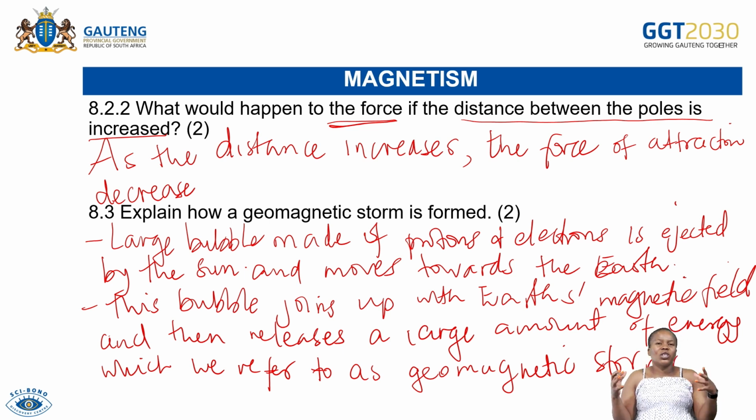So that collision from this highly charged large bubble that is ejected by the sun is going to collide with this protective layer of the earth, which is the earth's magnetic field lines. Then it's going to release a burst of large energy, which we refer to as geomagnetic storms. Okay.